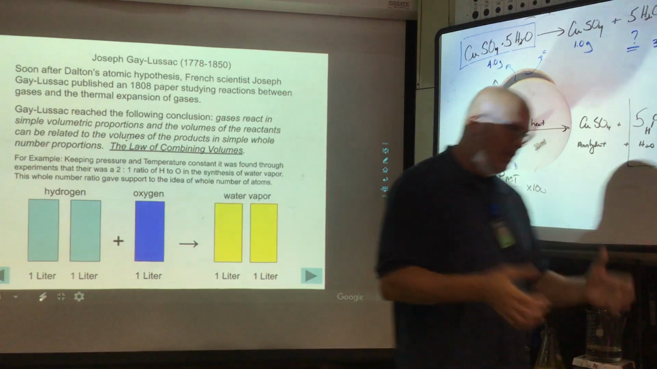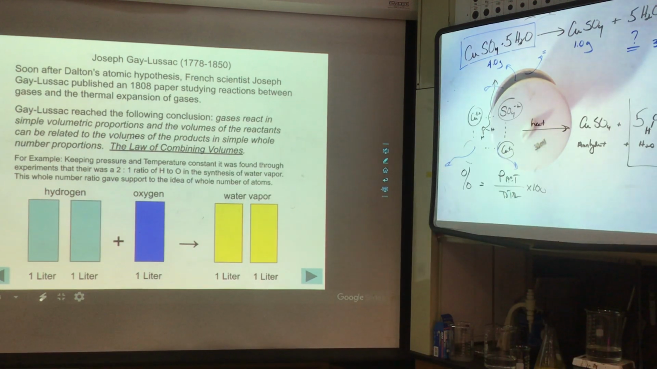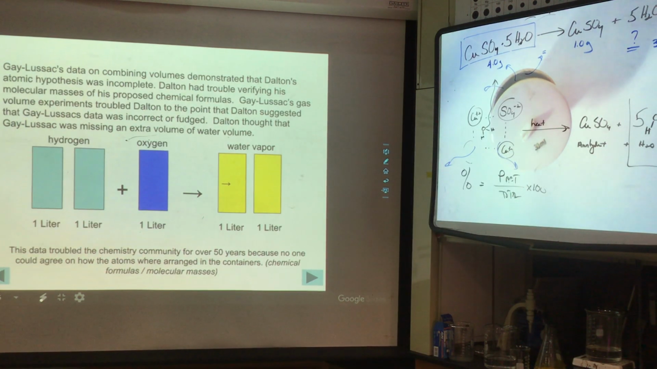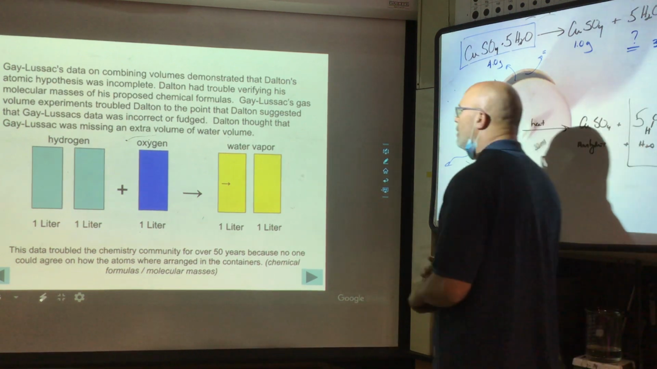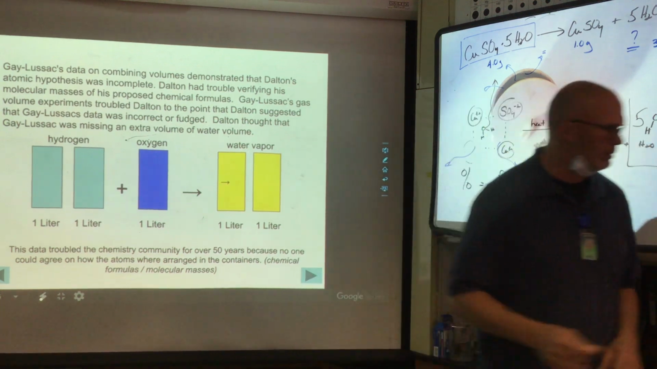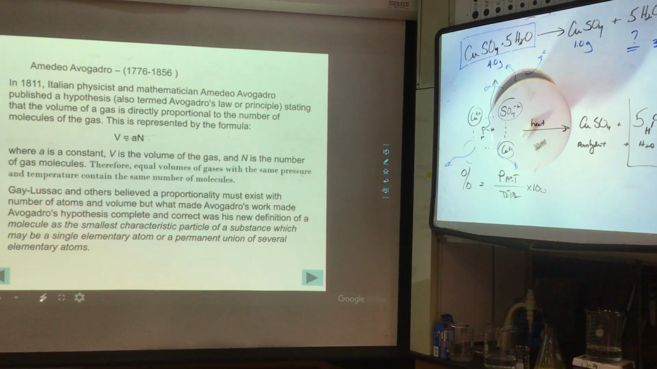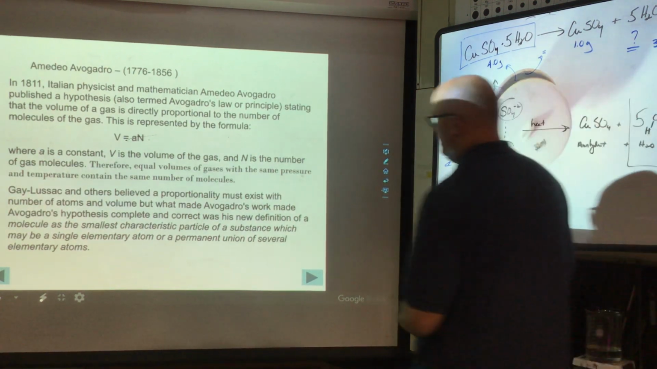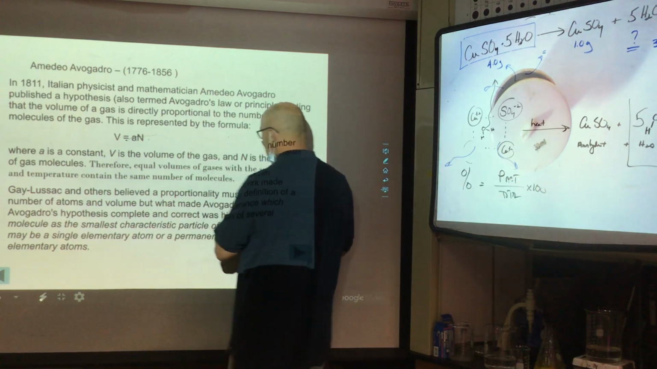Now, we had a conference to fix all of that. 1859. Okay? So Gay-Lussac thought this was all wrong. He said that it was fudged. There was a conference in 1859 to fix all of that.